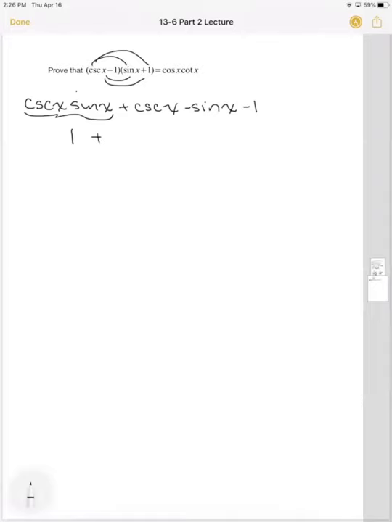Now let's go ahead and write the cosecant of x in terms of sine or cosine. Well, we know the cosecant of x is 1 over the sine of x. Okay, and then I have minus the sine of x minus 1. Well, look what's happening here. 1 minus 1 is 0. And so I end up with 1 over the sine of x minus the sine of x. Okay, so let's just leave the left side like that.